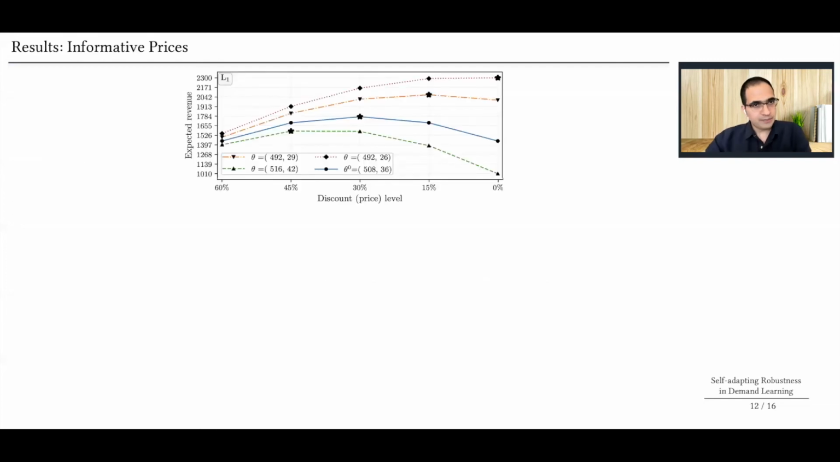Let's look at the results. First, I consider the informative prices. By informative prices, I mean the revenue and demand models are well separated. If we play a price, it allows us to see demand observations to identify the true demand parameter from the rest of the models. Here, all the models are well separated, and we refer to them as informative prices.